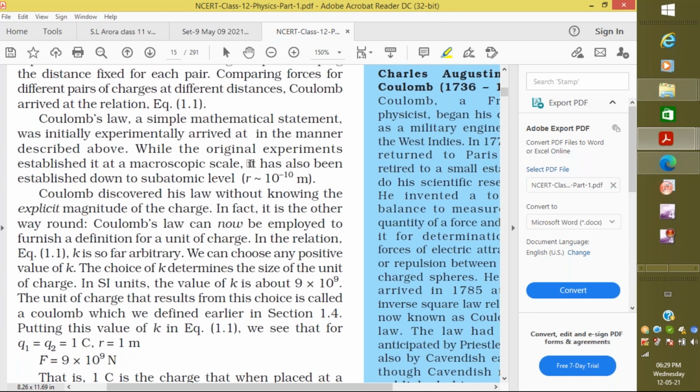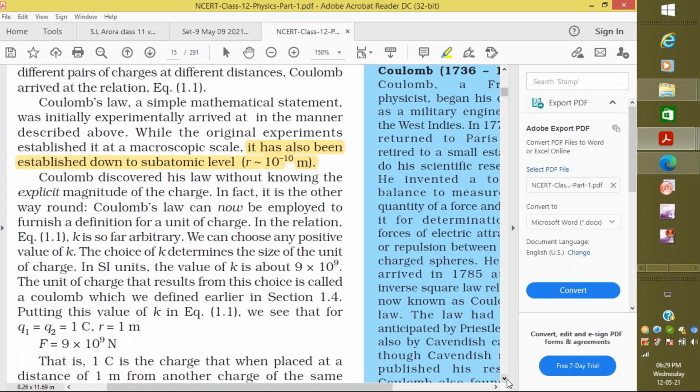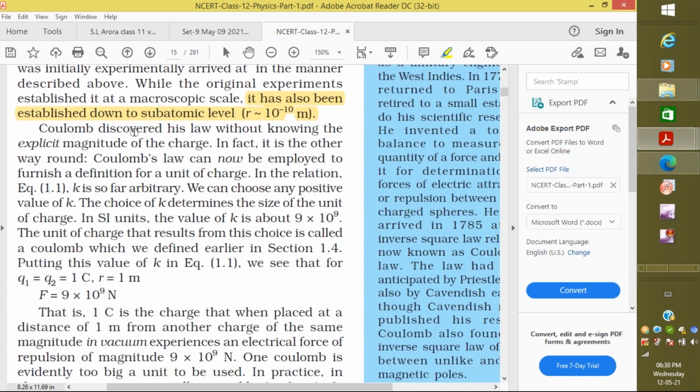And you can see that unknowingly Coulomb discovered his law, which can give you the magnitude of the charge. At that time the magnitude of the charge was not known, but from his law he could give the unit of the charge. I'll tell you how he can give the unit of the charge from his law.